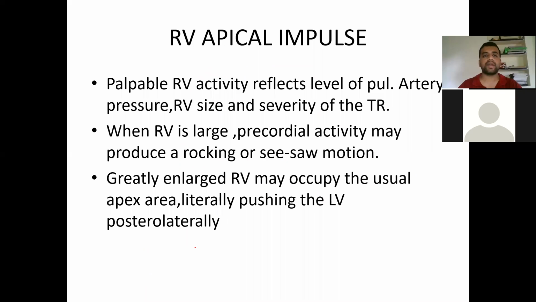So what is the RV apical impulse? Sometimes, in cases of right-sided pathology, when it is too much, the RV will hypertrophy and enlarge, and it is going to occupy most of the anterior precordium, and it is going to push the tip of the LV, that is the apex, slightly backwards. So that is going to cause your RV apical impulse. So a greatly enlarged RV may occupy the usual apex area, literally pushing the LV posterolaterally. That is, it is going to push the left ventricle backside.